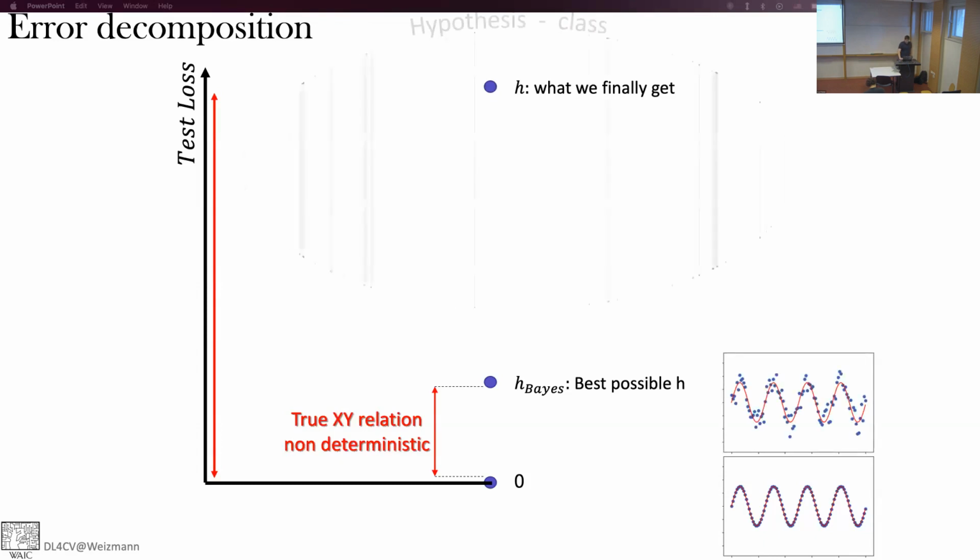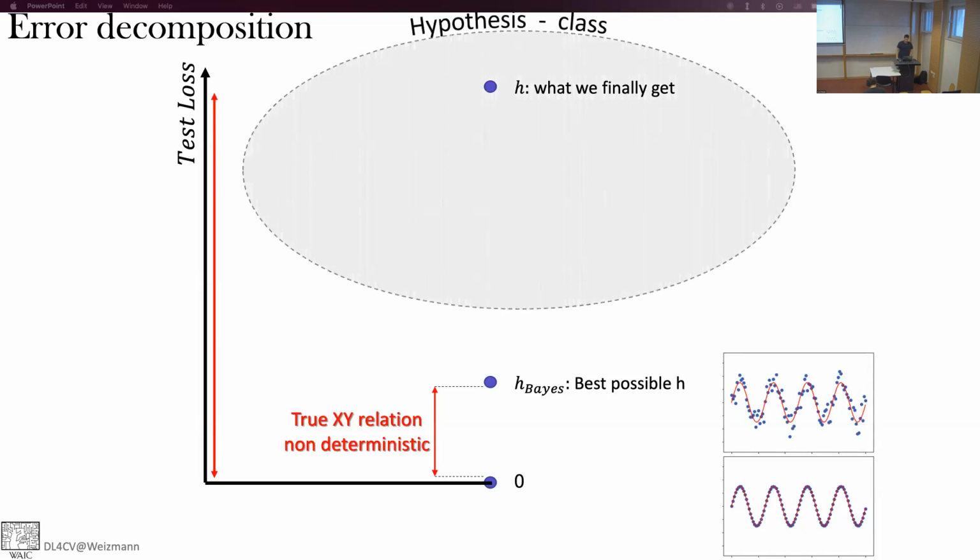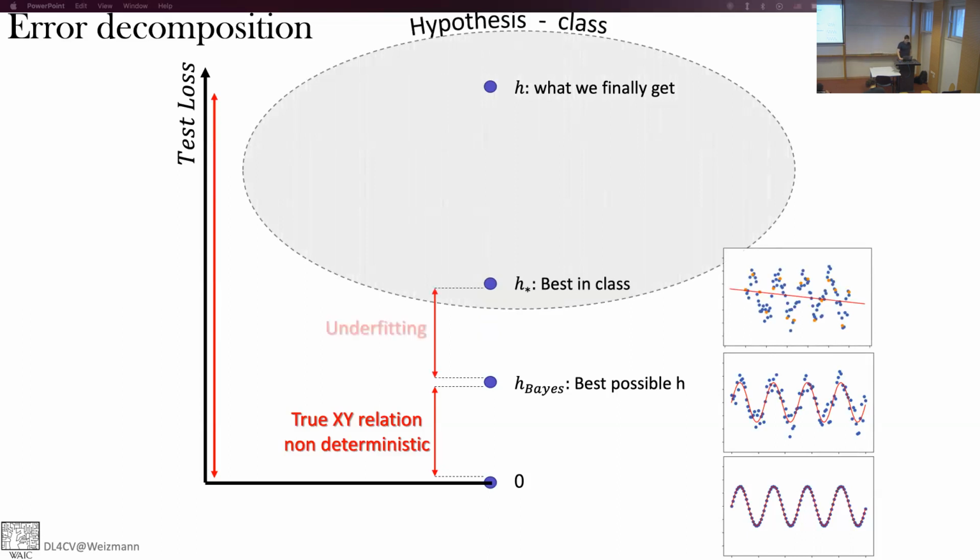Great. But then we're still going to have a lot of trouble. The next thing is that we have this hypothesis class, and it's limited. Even if I can find the best hypothesis in the hypothesis class, the hypothesis class doesn't necessarily perfectly map the x's to the y's. And this is called underfitting.